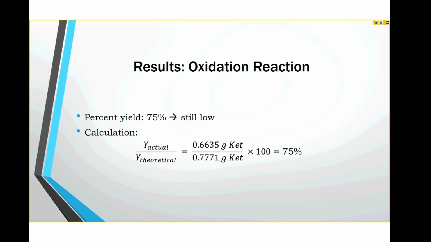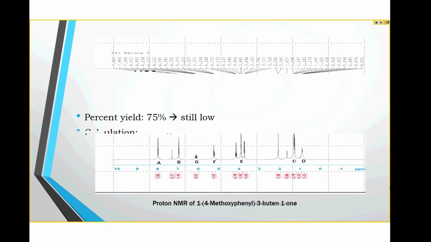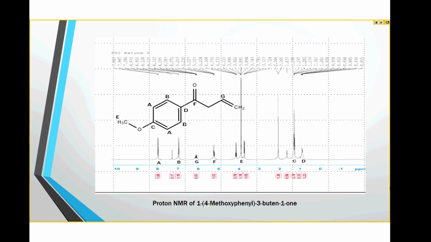For the results of the oxidation reaction, we got a 75% yield, so it's relatively low. We wanted something higher, but it was okay. The calculation is the actual yield over the theoretical yield, and we got our percent yield. Here we have an NMR of the ketone, and you can see a lot of these peaks match up with the different carbons throughout the molecule, which indicated that it was pure enough to continue on with. This indicated that we were able to make the ketone.